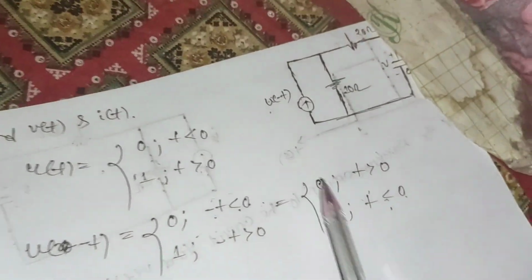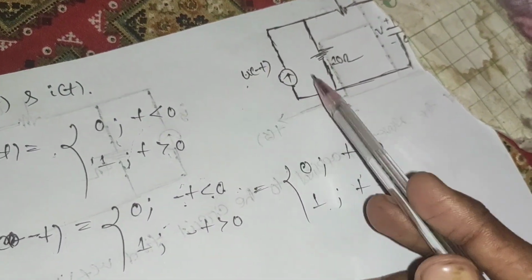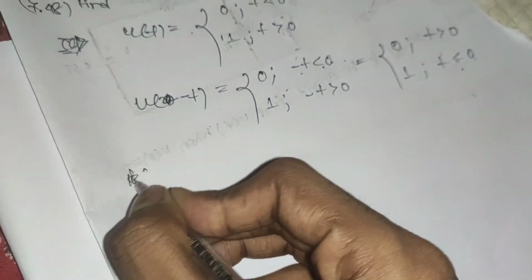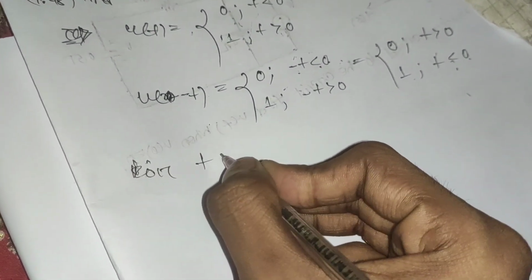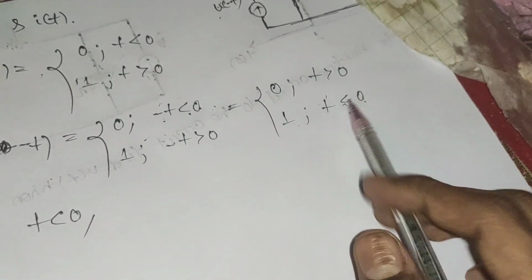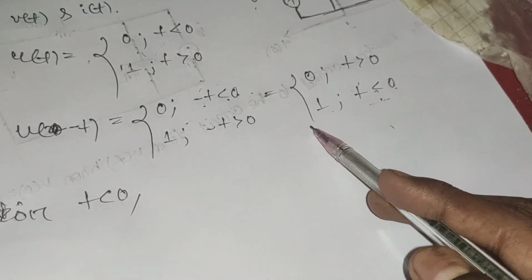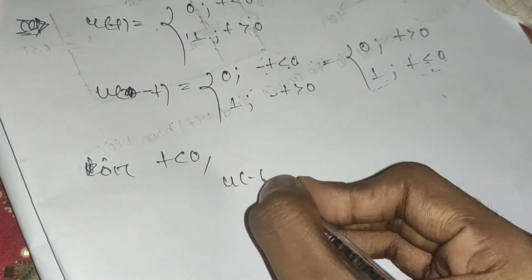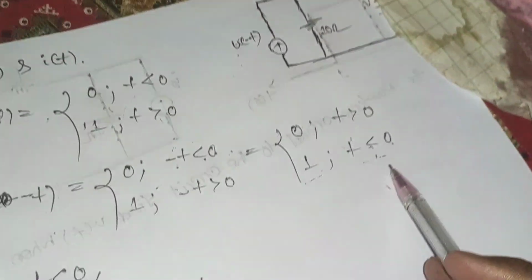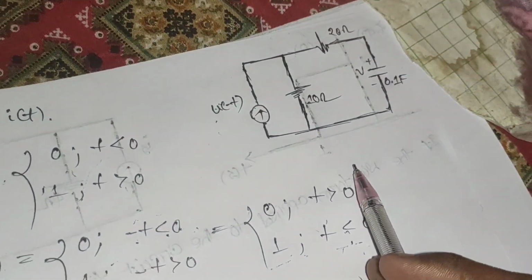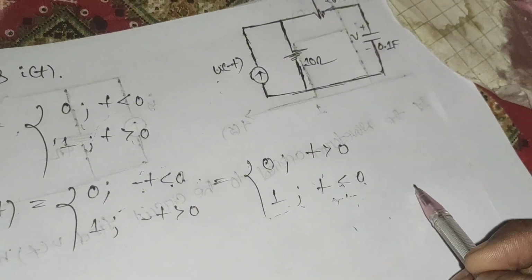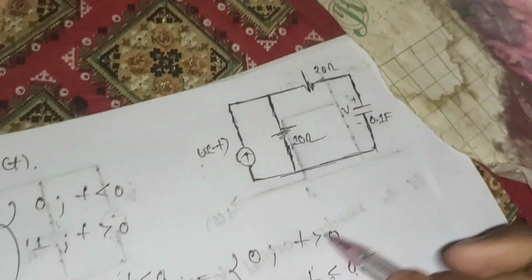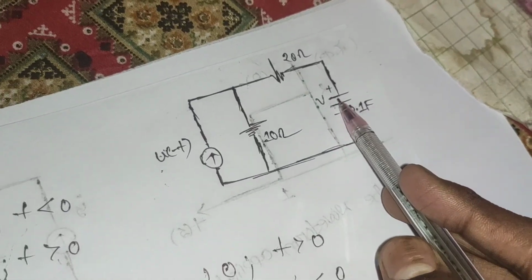So here the current source is given in u(-t) form. For t less than 0, the value is 1. So u(-t) will be 1, right? And because for t less than 0 the circuit is in steady state mode, we can replace the capacitor with an open circuit.